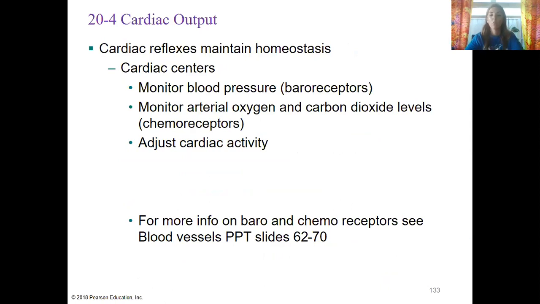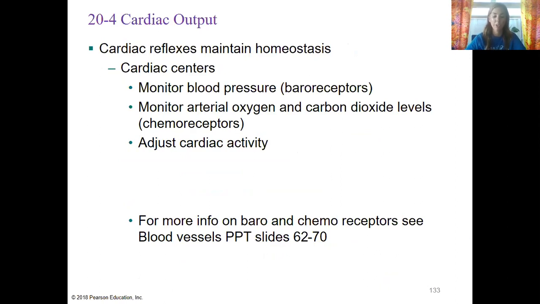Now, whenever we're looking at the cardiac centers, it's also important to note right here that we do have baroreceptors and chemoreceptors that are going to monitor blood pressure, oxygen, carbon dioxide, pH levels, etc., in order to adjust any cardiac activity as needed to maintain homeostasis. So I'm going to briefly go through the baroreceptors and the chemoreceptors. There's more information on those through the blood vessel PowerPoints.